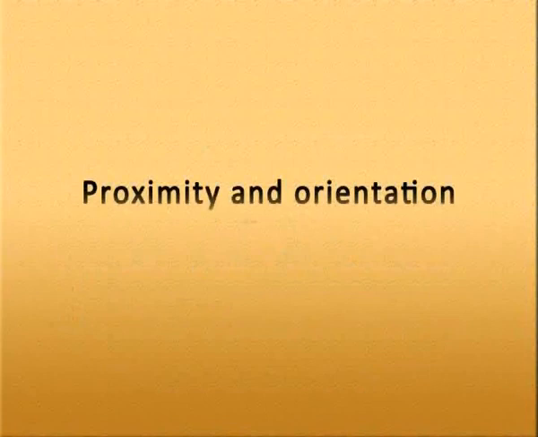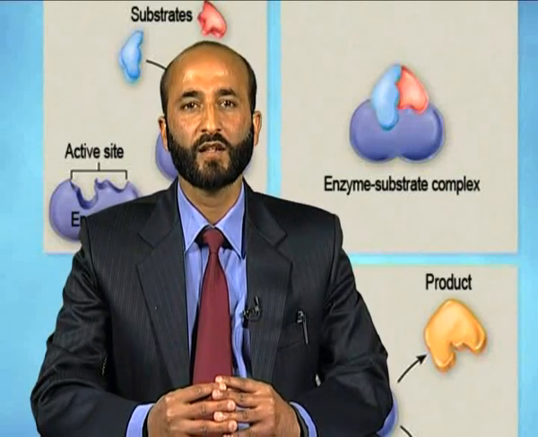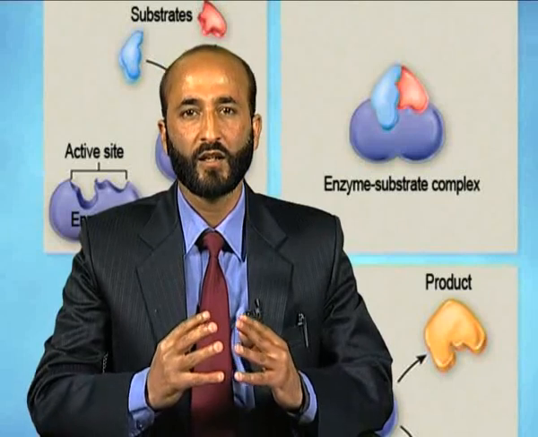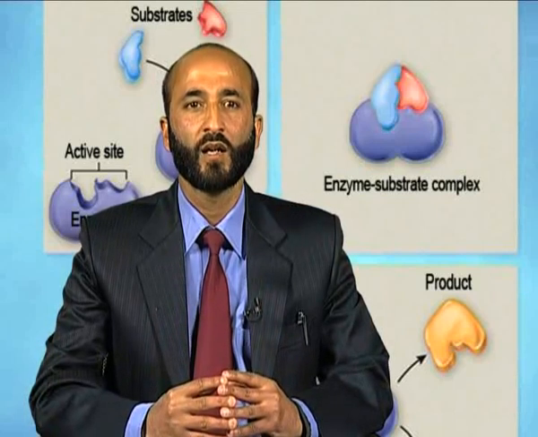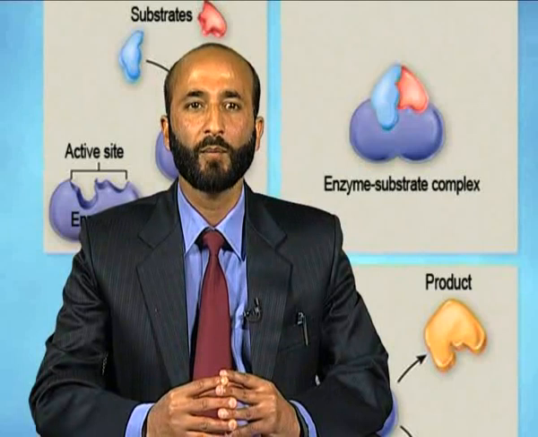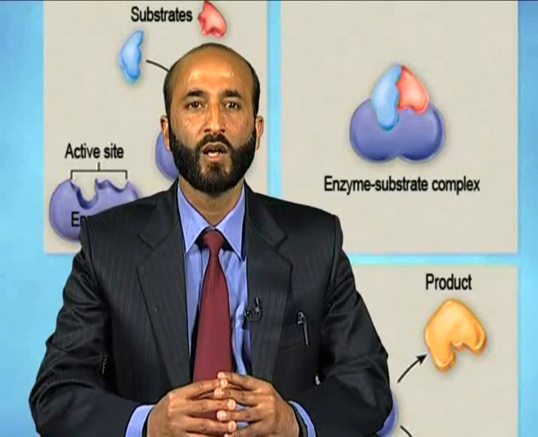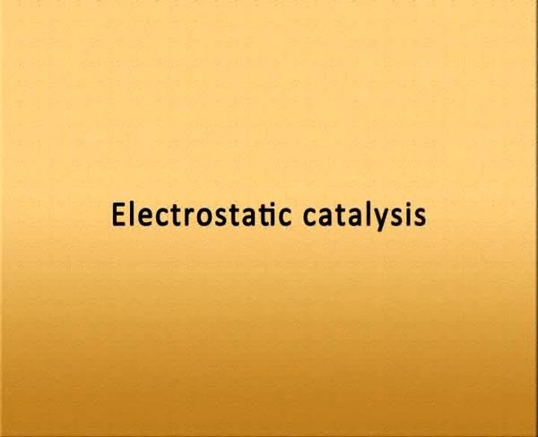Now, the third mechanism, that is proximity and orientation effects. Chemical reactions go faster when the reactants are in proximity, that is near each other. Enzymes take the reactants out of dilute solutions and hold them close to each other or to catalytic residues. Enzymes not only bring substrates and catalytic groups close together, but they also orient them in a proper manner suitable for catalysis. Proximity and orientation effects may also lead to electrostatic interactions that result in the stabilization of the transition state, which is sometimes also called electrostatic catalysis.